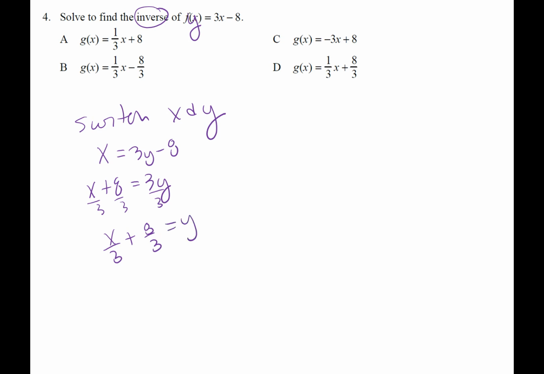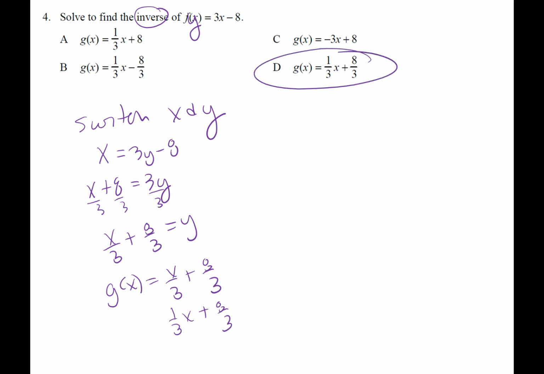And the y could be either way. We typically want to change it back to function notation. So they're using g to denote their inverse. So I'm going to go ahead and put the g in the front. So g of x equals x over 3 plus 8 over 3. So they're writing it as 1/3 x plus 8 over 3. So it would be this one here.